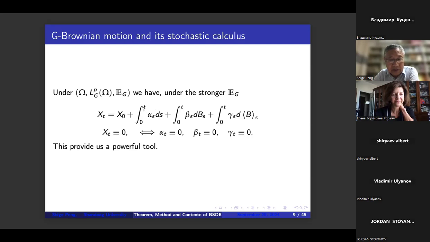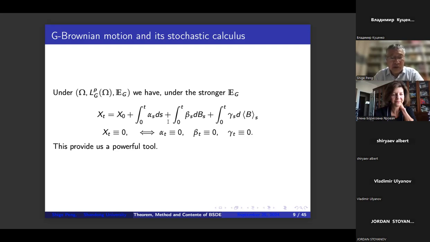So from this we also developed some kind of martingale and other things. It's very similar, like here. Here we also can work with backward stochastic differential equations driven by Brownian motion, G Brownian motion.